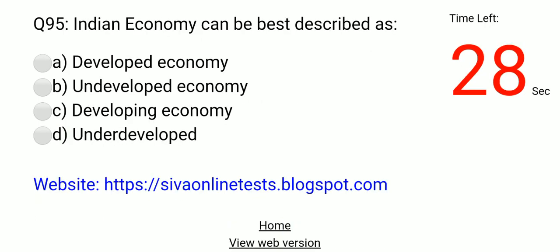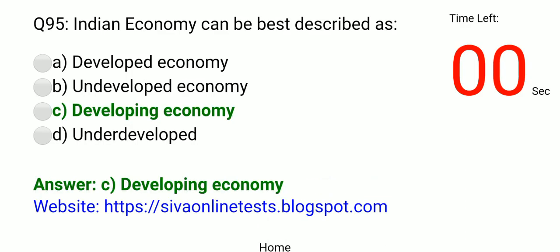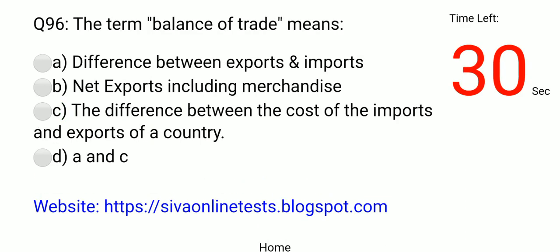Question 95. Indian economy can be best described as. Options. A. Developed economy. B. Undeveloped economy. C. Developing economy. D. Underdeveloped. Answer. C. Developing economy.